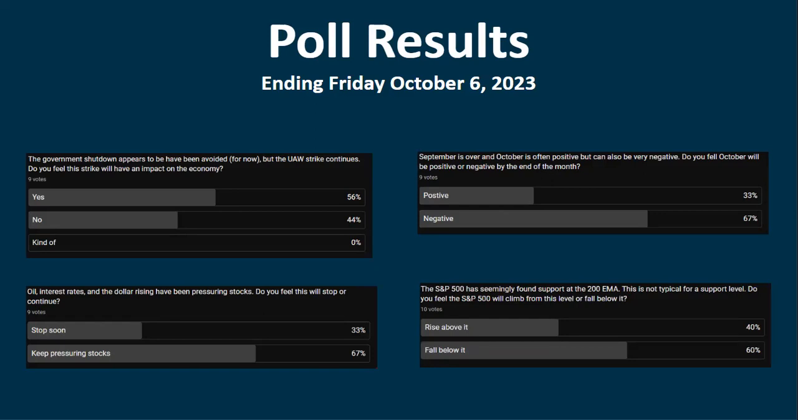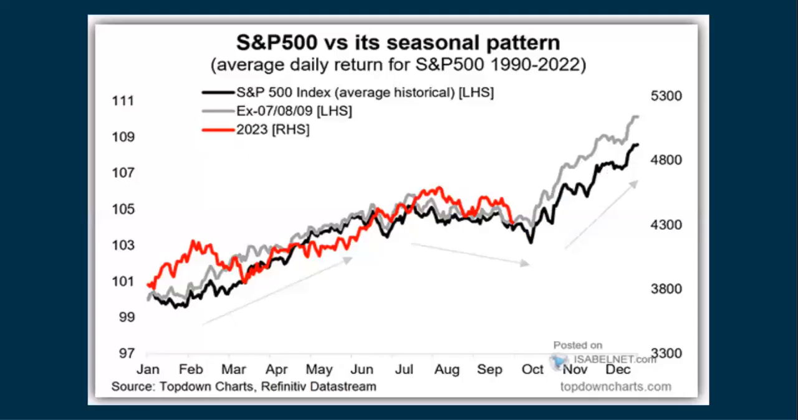All right, and then I have to hit the button quite a bit. I do have a few Isabel Net blog charts to show you. This is a chart that I've shown for about 3 weeks now. This is just showing seasonal patterns from 1990 up to 2022. So it's a little bit outdated.